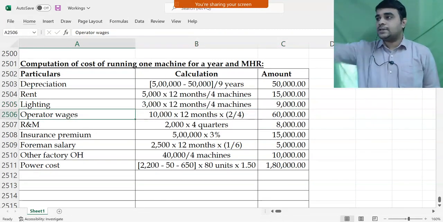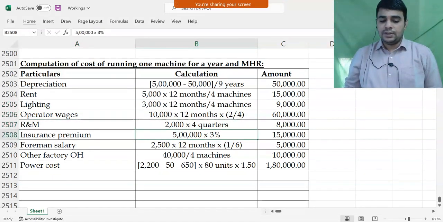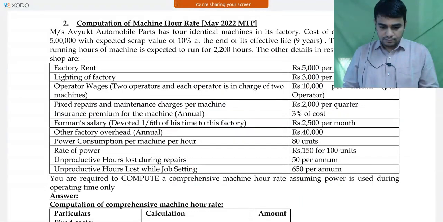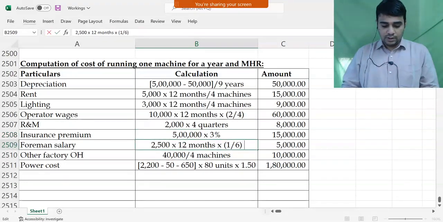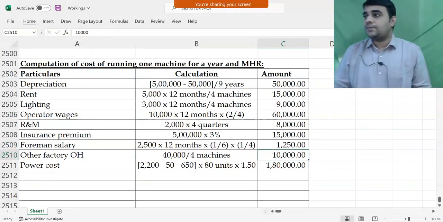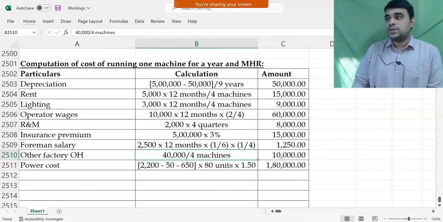Operator wages, 2 operators, 4 machines. 2:4 is the man to machine ratio. Repairs and maintenance is directly given per machine. Insurance premium is also per machine because 5 lakh is the cost of a single machine. Foreman salary, they have used the word 1/6 of the time. Other factory overheads. Okay, 1/6 is to the factory. I thought 1/6 is to the machine. After factory, for the machine is 1/4.